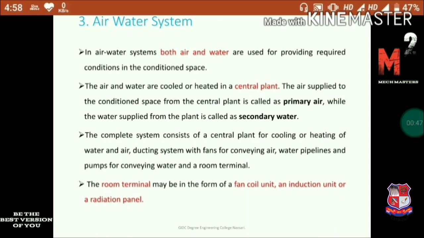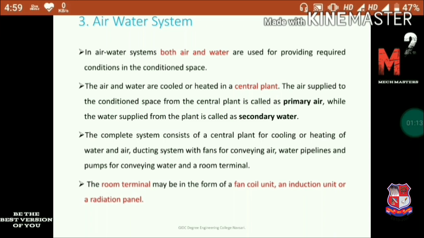The complete system consists of a central plant for cooling or heating of water and air, and a ducting system with fans for conveying air, then a water pipeline and pump for conveying water, and room terminals. So it's a combination of air and water systems. We use the fan and blower for transmitting the cold or hot air, and we use the pump for transmitting the cold or hot water.